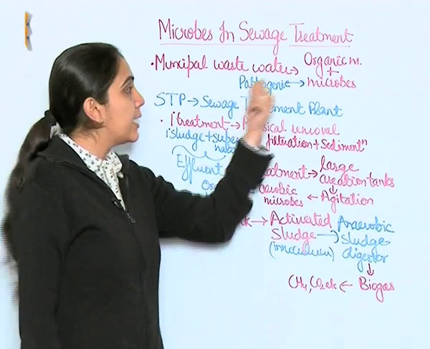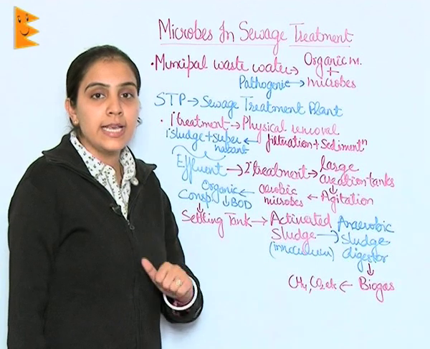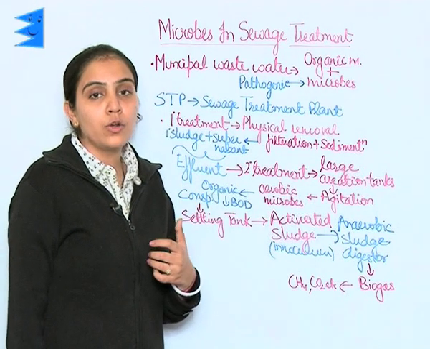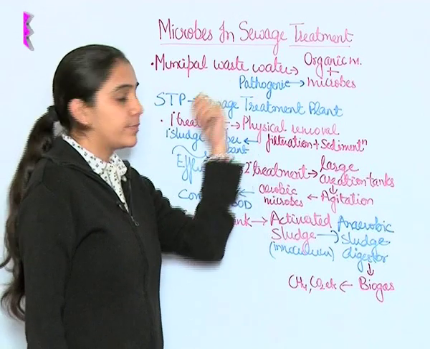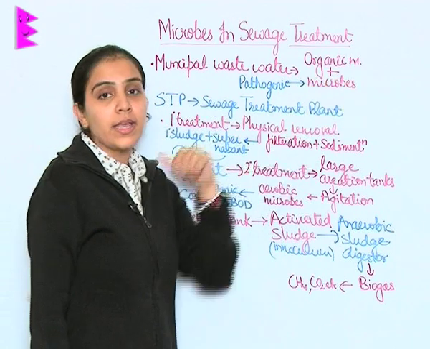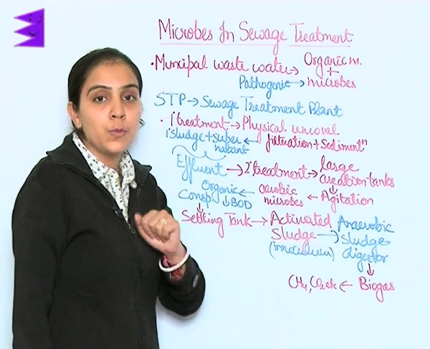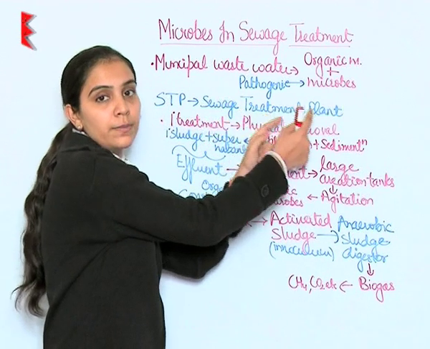So we take this sewage to the STP, and after treatment we release it into water bodies. Now let us understand how microbes work in STPs and remove these pathogenic material and organic material and make the water fit and suitable to be dumped in water bodies. STP is a sewage treatment plant.